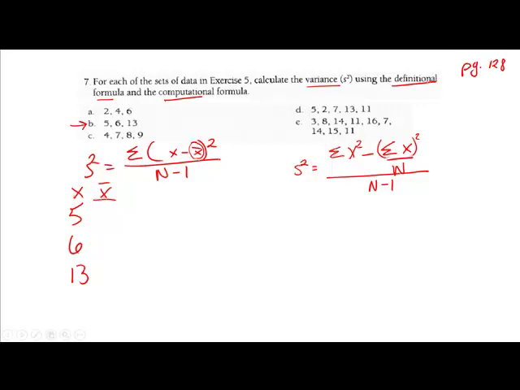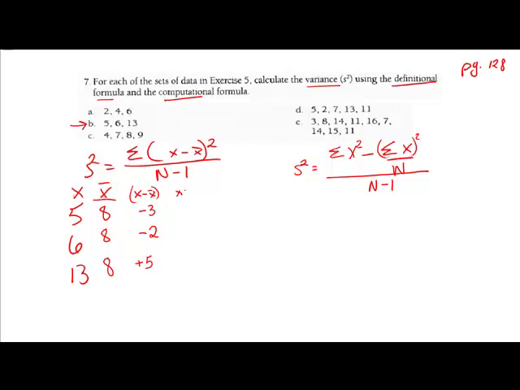I'm just going to plug that into my calculator. 5 plus 6 plus 13 equals 24, divided by 3, because I have 3 numbers. X bar is 8. Now I'm doing the x minus x bar part of the equation. 5 minus 8 is negative 3. 6 minus 8 is negative 2. 13 minus 8 is a positive 5.